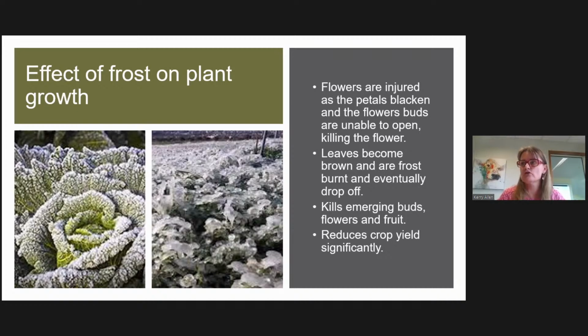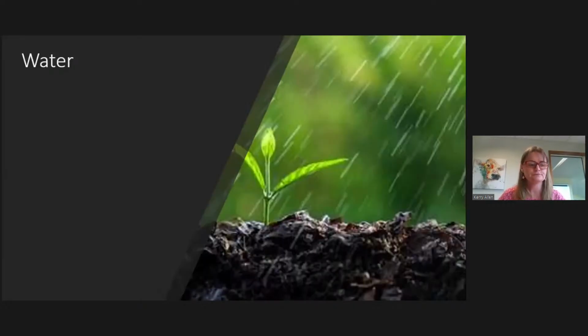If it's got a crop on, it may cause frost burn, therefore you can't sell it. Leaves will fall off, but basically it significantly reduces the crop yield.